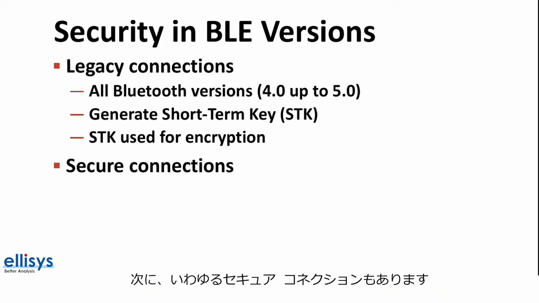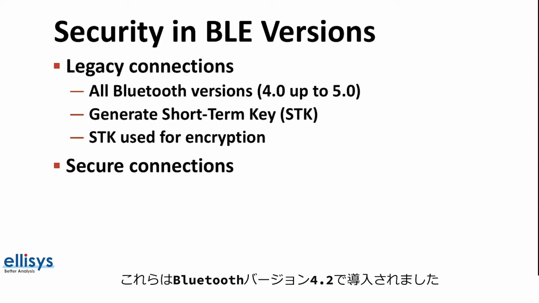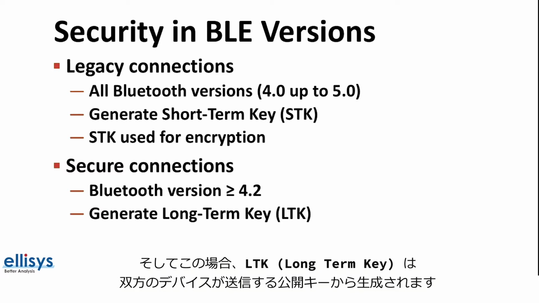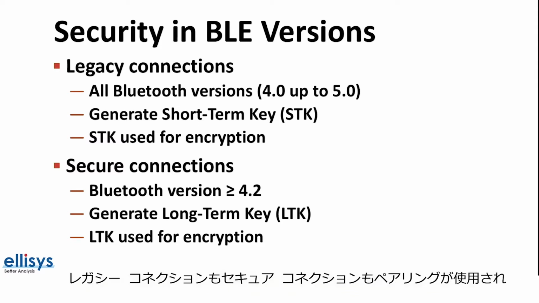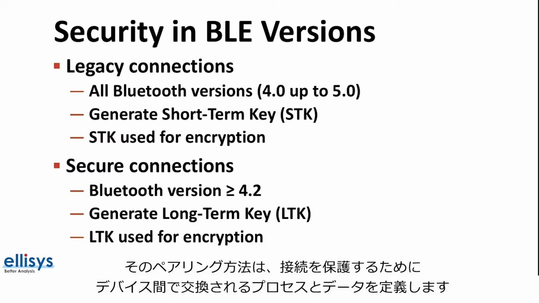Then we also have what's called secure connections. These were introduced in Bluetooth version 4.2, and in this case a long-term key, or LTK, gets generated from each device's public key that gets transmitted over the air from each side. This LTK is then used to encrypt the connection between the two devices. Now for each of these, a pairing method gets used, and the pairing method defines the processes and the data exchanged between the devices in order to secure the connection.